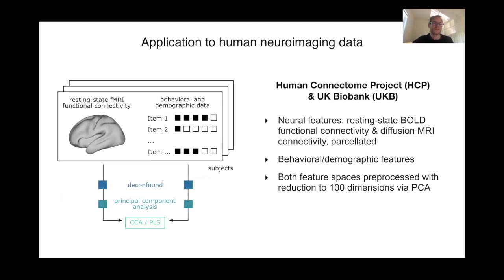Next, we asked whether these results that we found for synthetic data would also hold in empirical data. For that, we turned to brain-behavior relationships and neuroimaging data. We used data from the Human Connectome Project with about 1,000 subjects, as well as data from UK Biobank, where we had 20,000 subjects. We related neural features to behavioral and demographic features. All datasets were deconfounded, and then principal component analysis was performed to reduce each dataset to 100 principal components. These reduced datasets were then entered into a CCA or PLS.